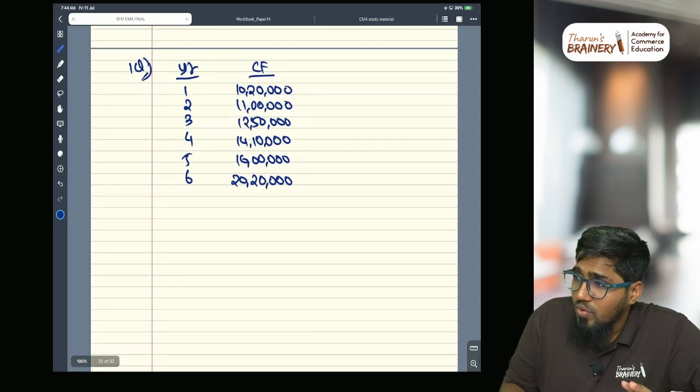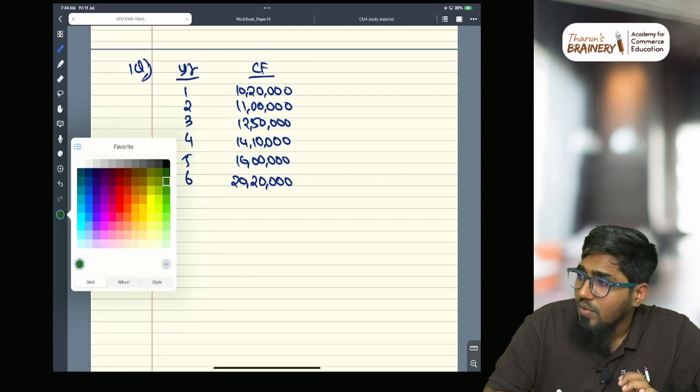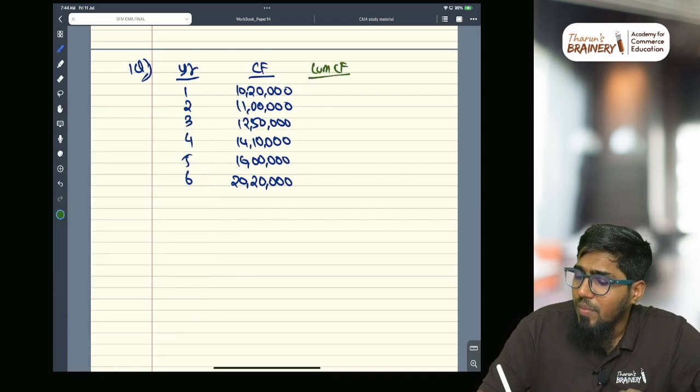Whenever you have to calculate both, right? So first year cash flow. So what you will do, I'm just giving you the format. Then you will put cumulative cash flow. So from here you will calculate the payback period.